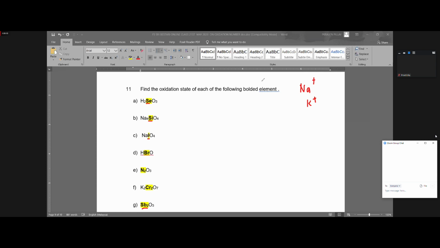Okay, let's check. Jain, give me the answer for number 11A. Jain, are you there? Wait. Satish, what's the answer for number 11A? Plus 4. Again? Plus 4. Yashwan, is it plus 4 also for number 11A? Yeah. Okay, let's check first.